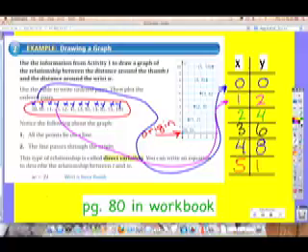Okay, let me show you another way to figure out if it's a direct variation. What if you don't have a picture? So you can't check the origin, and you can't check that it's a straight line, and you just have a table, and you don't have time to graph it. You should be able to look at it and see if it's multiplying.